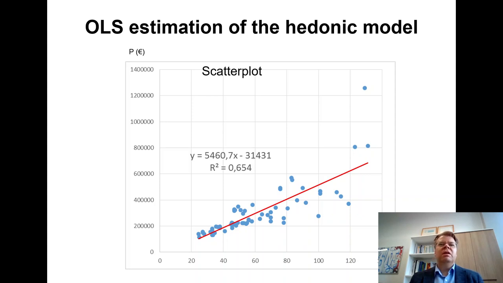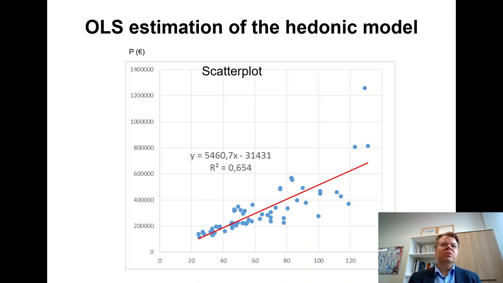And as a result of fitting the line, we also get the regression equation. Notice that in this Excel trend line, it's presented so that the estimated slope coefficient beta 2 is indicated first, so the estimate of beta 2 is 5460.7 times x, and then the constant, the estimate for beta 1, is minus 31,431. So that's how it is in Excel. It's the other way around than in the usual econometric and statistics texts.